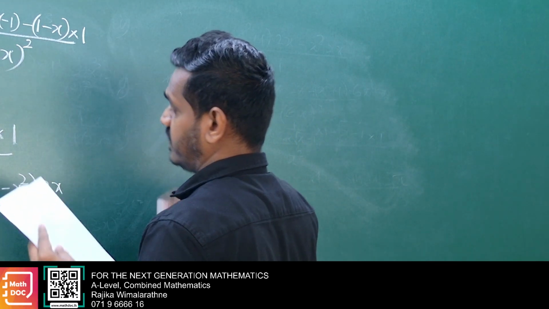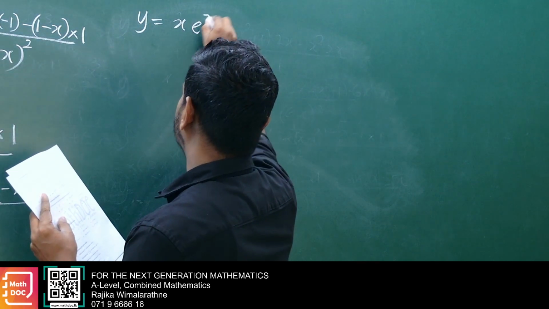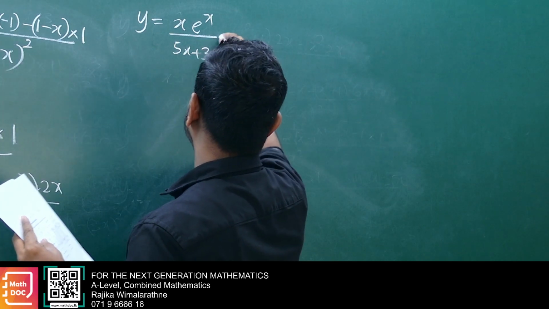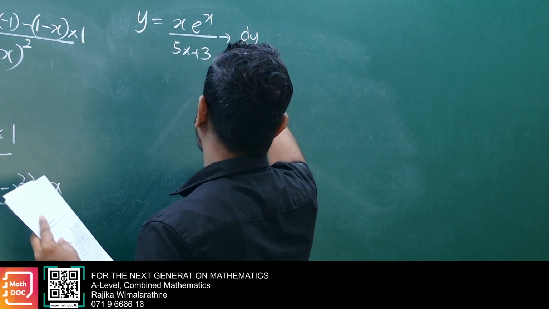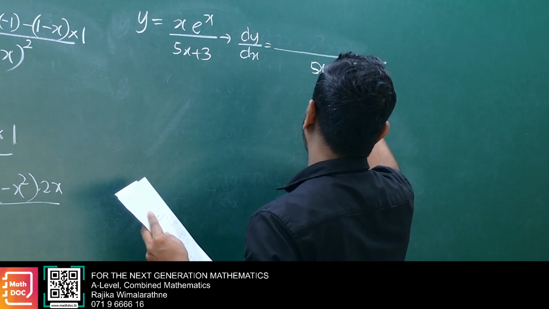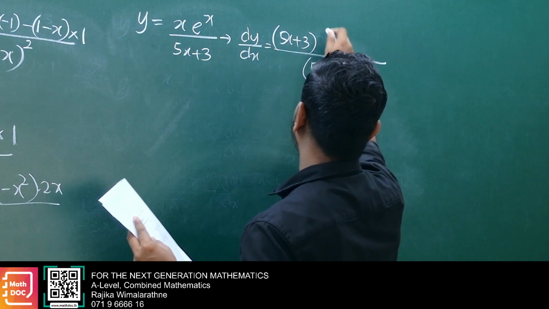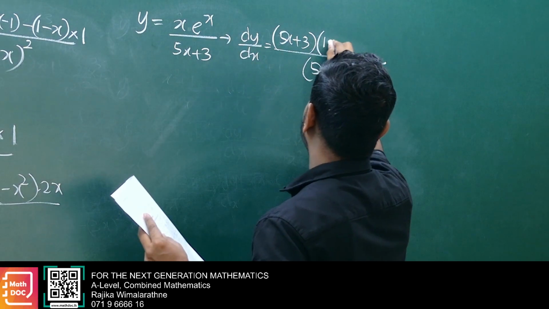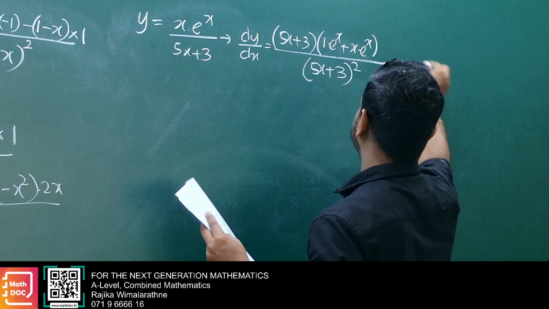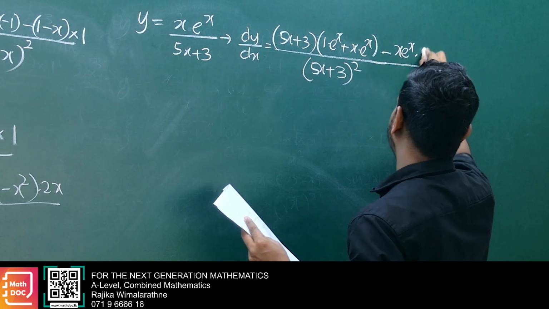Okay, then 20 x e to the power x over 5x plus 3. Denominator square, denominator times derivative of numerator. Here it is a product: 1 times e to the power x, plus x times derivative of e to the power x, which is e to the power x, minus numerator times derivative of denominator.